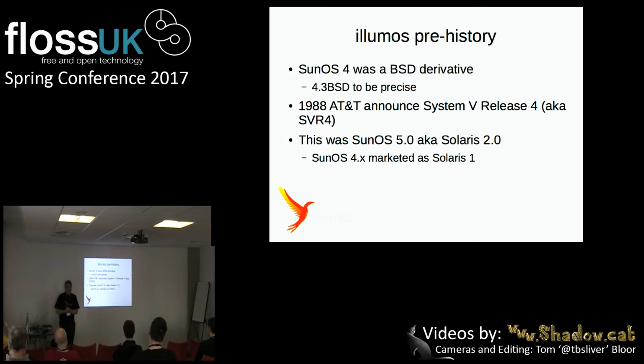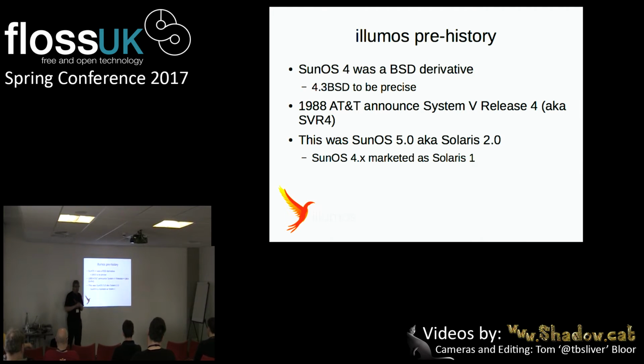Now a bit of a history lesson. Going back, SunOS 4 was basically 4.3 BSD. AT&T contracted Sun to write System 5 Release 4 Unix. So SVR4 is Solaris 2.0, or Solaris 2.0 is SVR4. And it was horrible. Let's be brutally honest about this. System 5 is a terrible, terrible mistake in many areas.